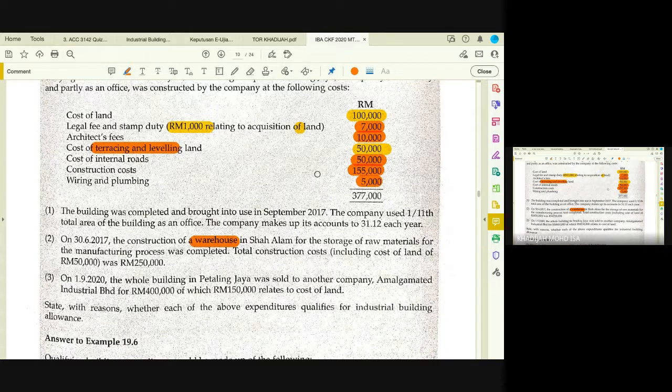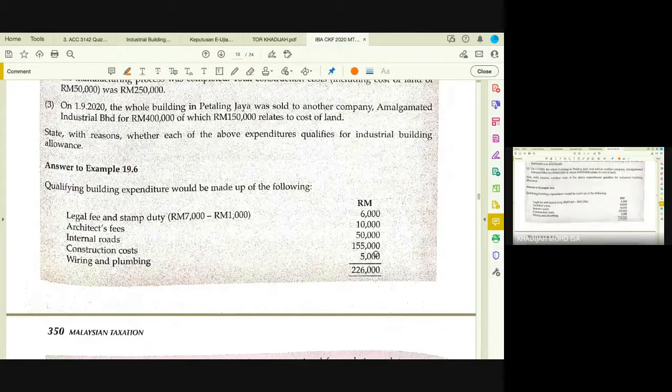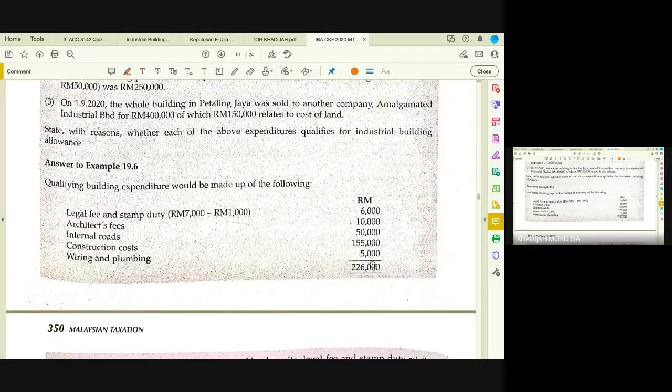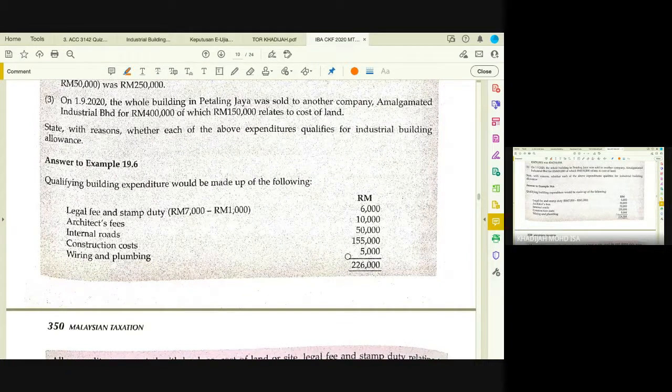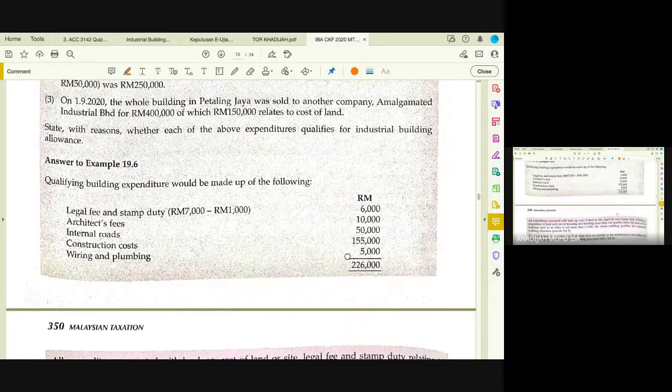And then you have the cost of terracing and leveling of land. You have to check this against the total cost, whether it is qualifying or not. You see that this cost is less than 75%. Because of that, the cost is a non-qualifying expenditure. You have cost of internal roads, 50,000, construction cost, 155,000, wiring and plumbing of 5,000. So they take up 6,000, 10,000, 50,000, 155,000, and 5,000. So you have 226,000 as the qualifying expenditure. From a total of 377,000, you only have 226,000 as qualifying expenditure.